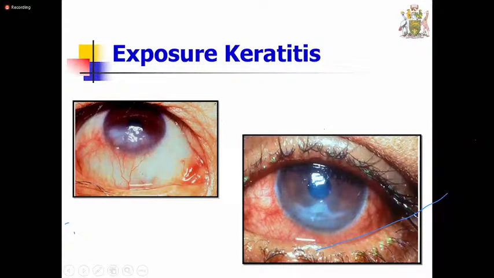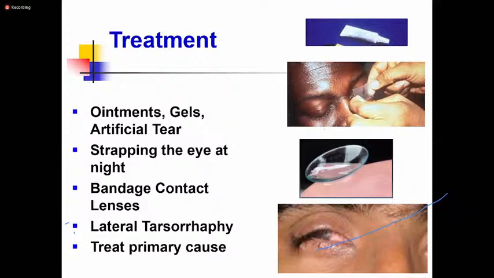So any patient who's unconscious or who has difficulty closing their eyes for various reasons, you need to make sure you actively sort out the eyes. You can either use ointments or artificial tears to lubricate the eyes. When the patient is sleeping at night, when there's no one actively putting in the ointments and artificial tears, make sure the eye is strapped, like in this case. Bandage contact lenses are also an option. Or we can do a lateral tarsorrhaphy.